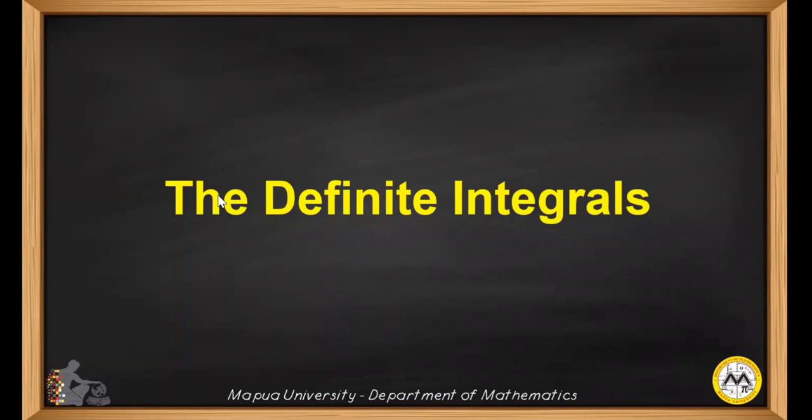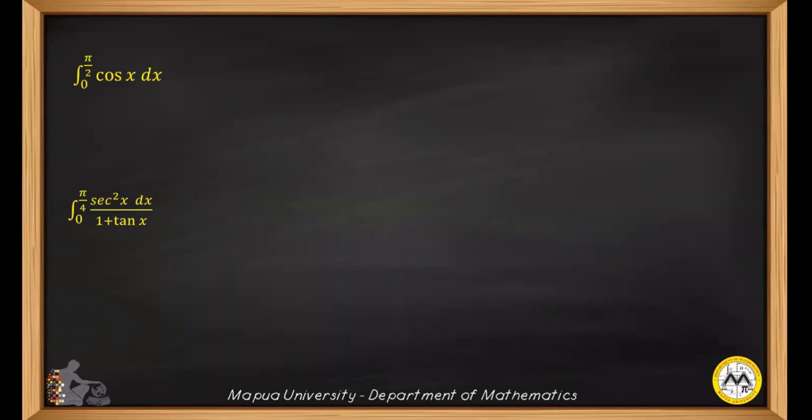We are going to consider additional examples on definite integrals. Okay, let us have the first example and evaluate the integral of cosine of x dx from the lower limit 0 to the upper limit pi over 2. Of course, the integral of cosine of x is sine of x. And we are going to evaluate this from the lower limit 0 to the upper limit pi over 2.